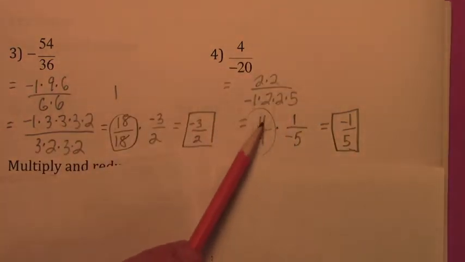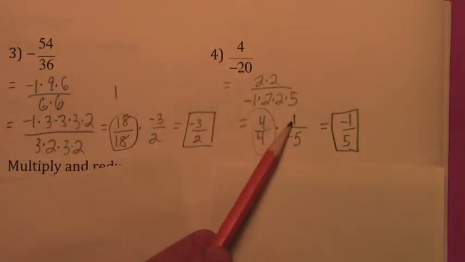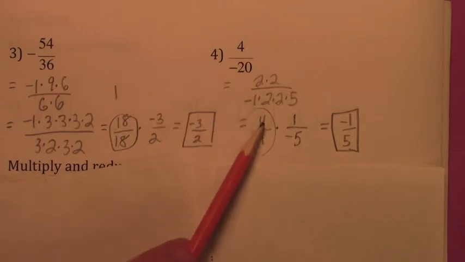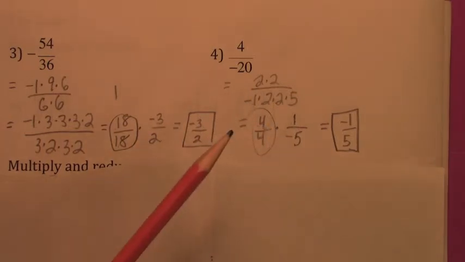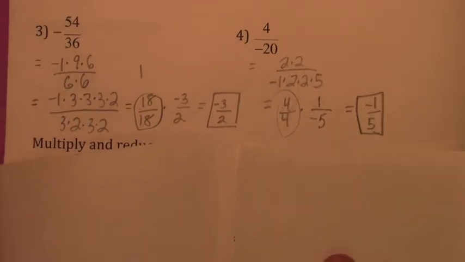So if you understand this method, that's why there has to be a 1 left on the top. If you don't understand what we're doing here, you might be tempted to say the answer is negative 5. And that's a pretty common error, actually.